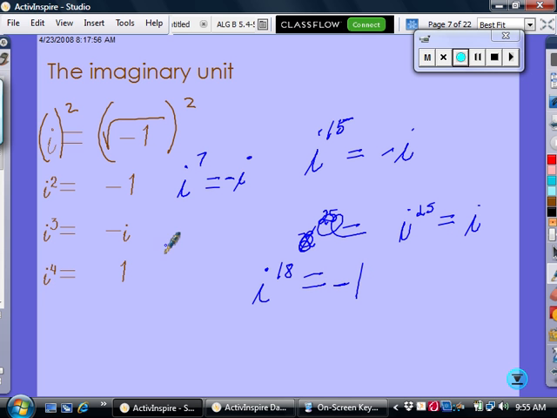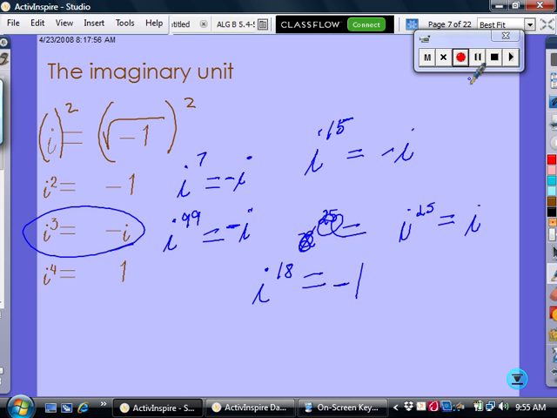Okay? So what would be a multiple of 4 that's very close to 99? 100. So if this is i to the 100th, where's 99? One before that. Is this not simple? It's a pattern.